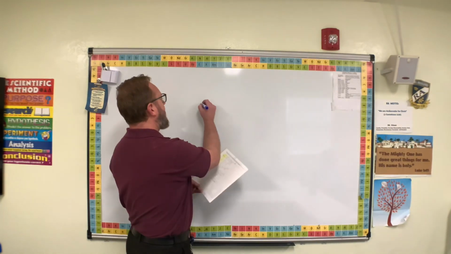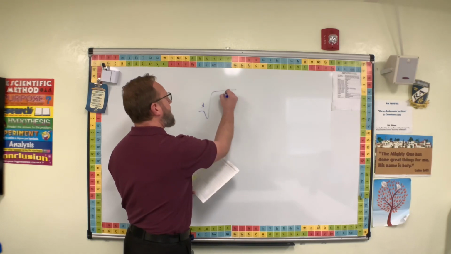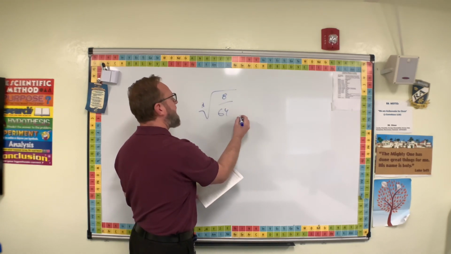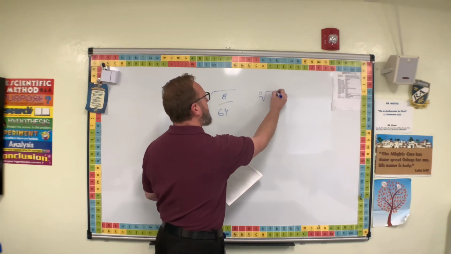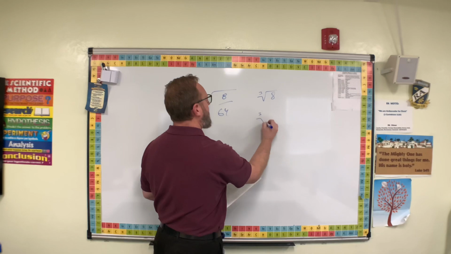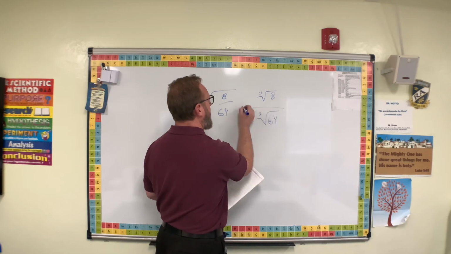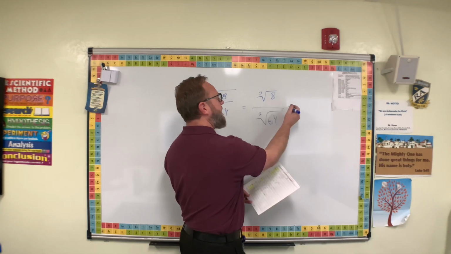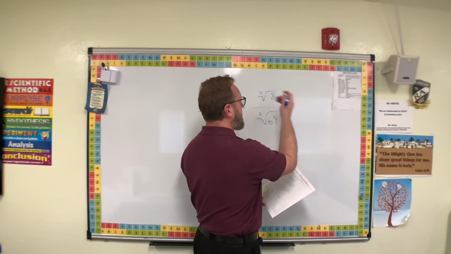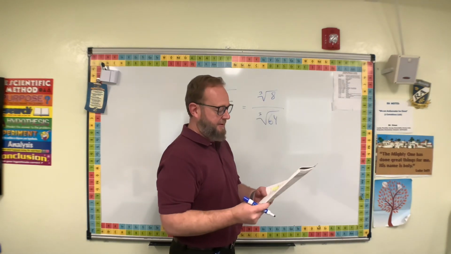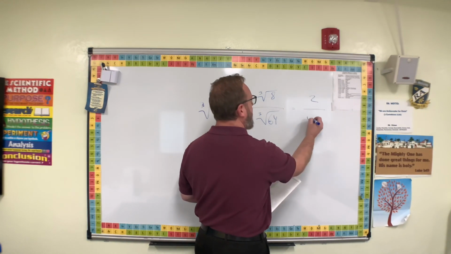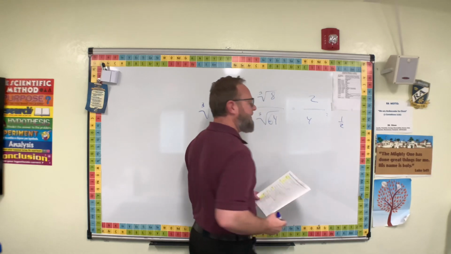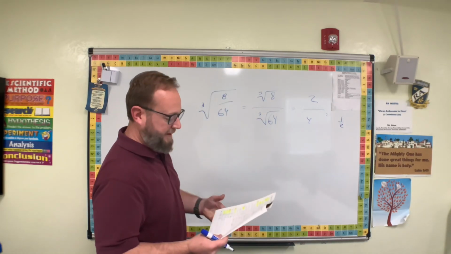17. You have a cube root of 8 over 64. So like before, we're going to split that into 2. Cube root of 8, cube root of 64. What's the cube root of 8? 2. Cube root of 64 is 4. That's 2 over 4, and that does simplify down to 1/2 at the end. Okay?